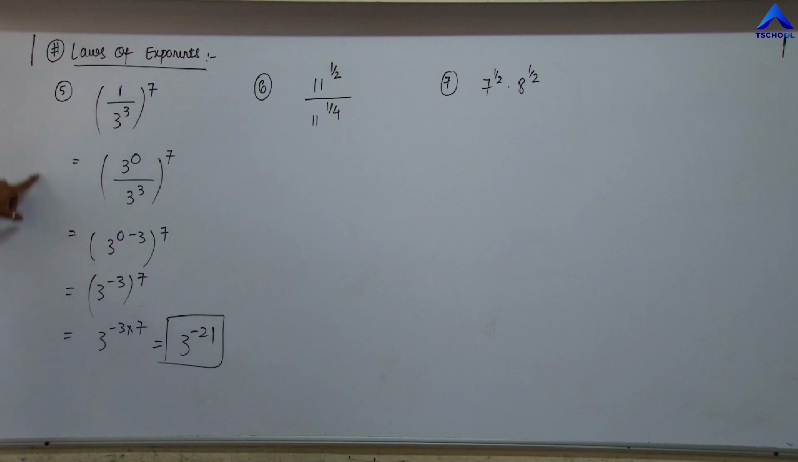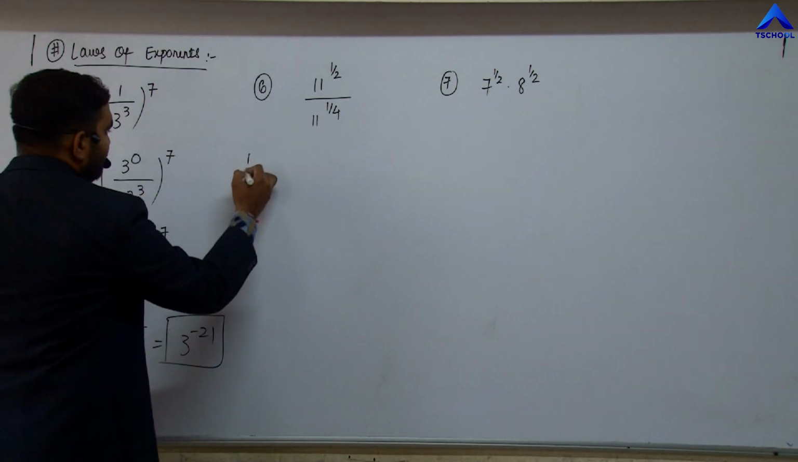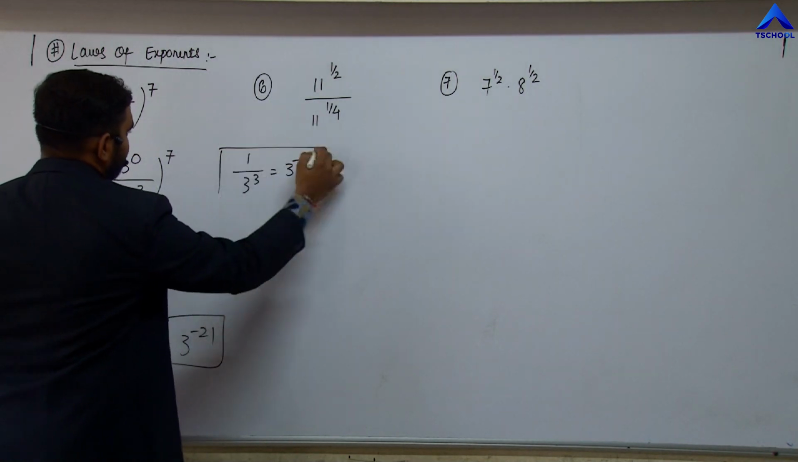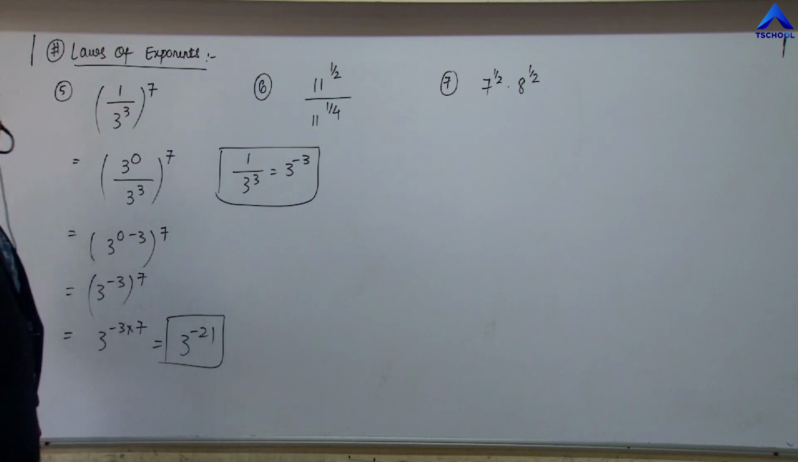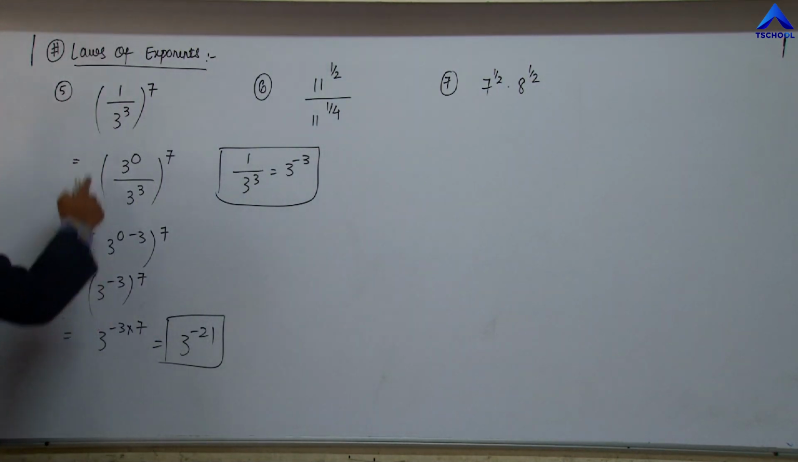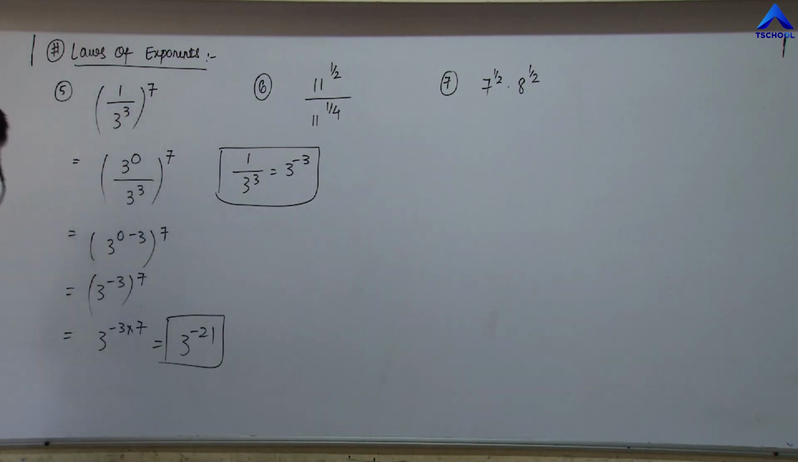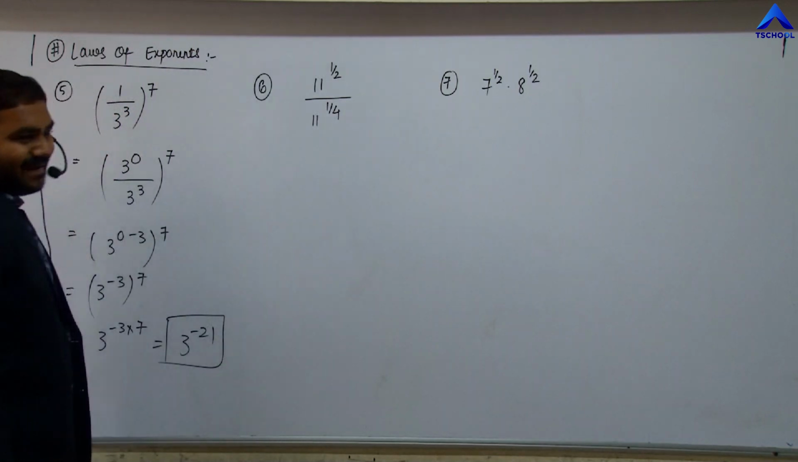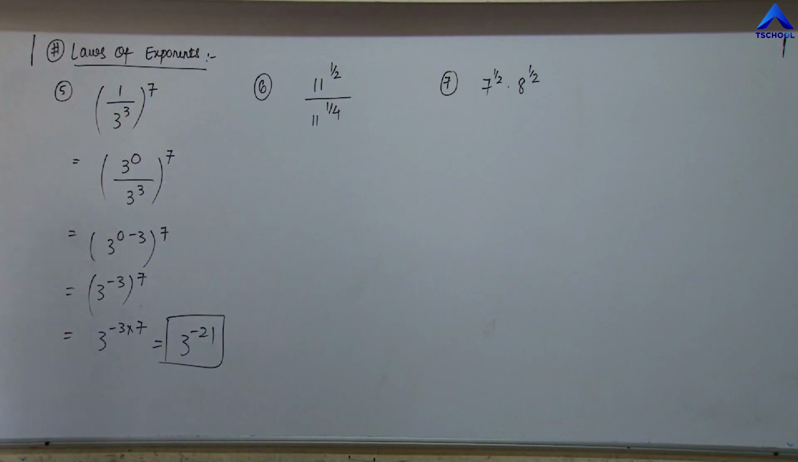Okay friends, so in this way you can write it down. Now you simply remember that 1 upon 3 raised to 3 can be written as 3 raised to minus 3 also. This is the short one, but how that 3 raised to minus 3 has come here, you need to perform in these two steps. So 1 upon 3 raised to 3 can be written as 3 raised to minus 3. Or if you don't remember that, then you can simply perform these steps here.